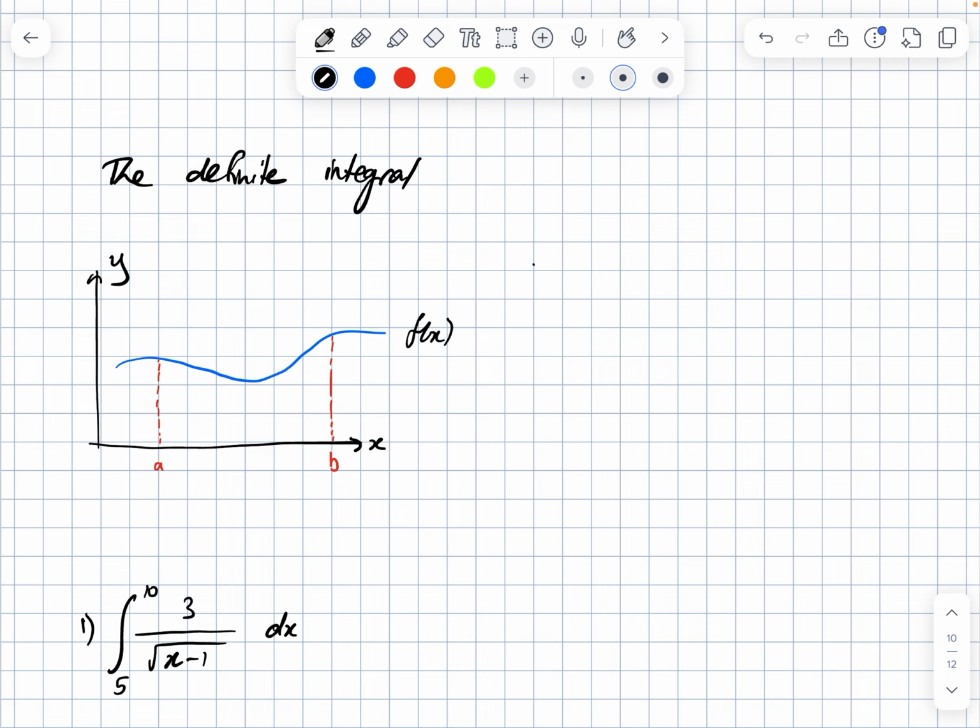Now the concept of exactly what is going on in this definite integral will be covered in the next video. But for now, we're just trying to get you used to the skill and what you actually physically do. Now, the condition for a definite integral is that this function that I've got in blue has to be continuous between a and b.